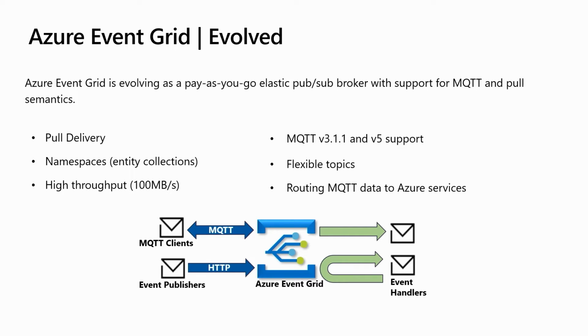We'll provide namespaces, which is an entity collection so that you can manage all of your different topics together. It'll provide high throughput with over 100 megabytes per second. And it's going to support MQTT both version 3.1.1 and version 5. We'll have flexible topics, so you can decide how many topics you want and the paths and patterns that you need to utilize. And we'll be able to route those MQTT events to different Azure services.